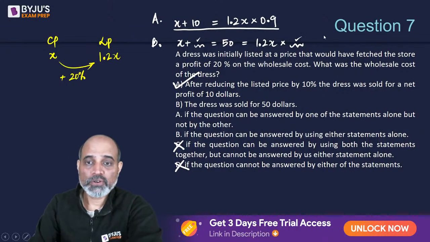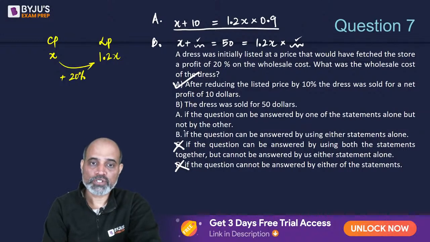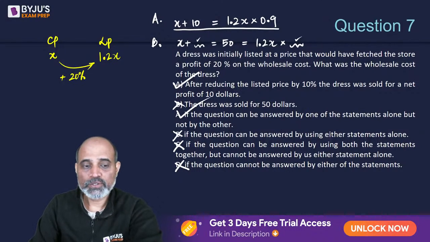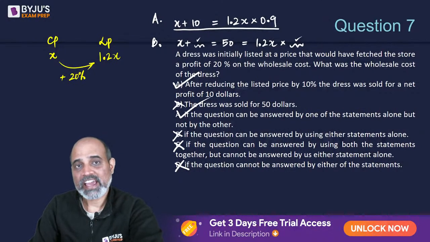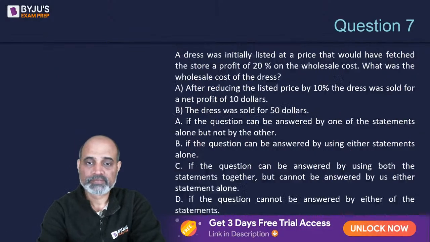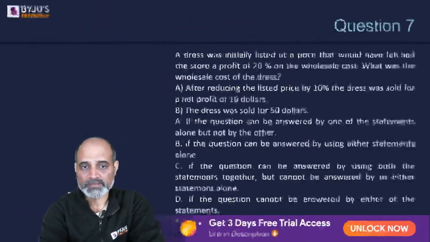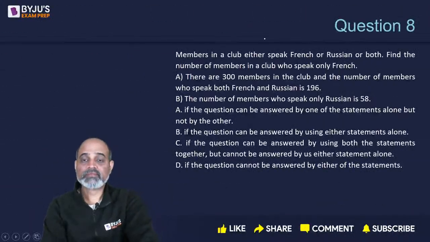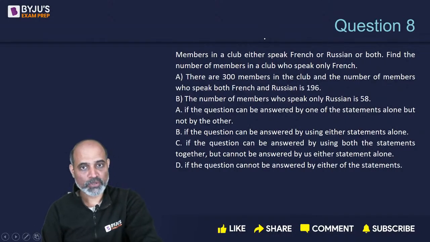Since two things are not known, that means we can answer this question using only the first statement and not using the second statement, right? As in, we can answer it using only statement A and not statement B. Option A. Okay. Next, members in a club either speak French or Russian or both.